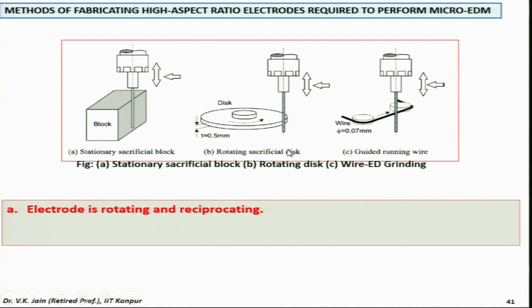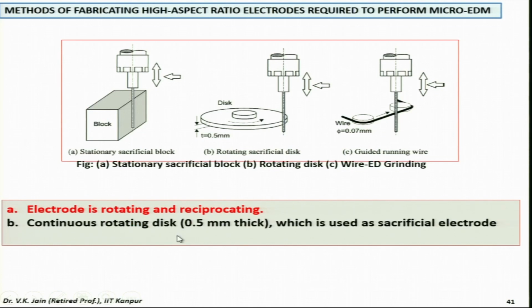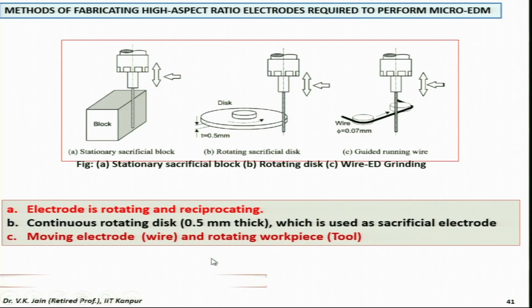And I have mentioned to you earlier also that if you don't want to go for micro EDM for making micro tools, you can even go for micro ECM, which can be used in micro ECM as well as micro EDM. Electrode is rotating and reciprocating, the continuously rotating disc I have already mentioned, and moving electrode and rotating workpiece, that also I have mentioned, and this was taken from this particular reference.